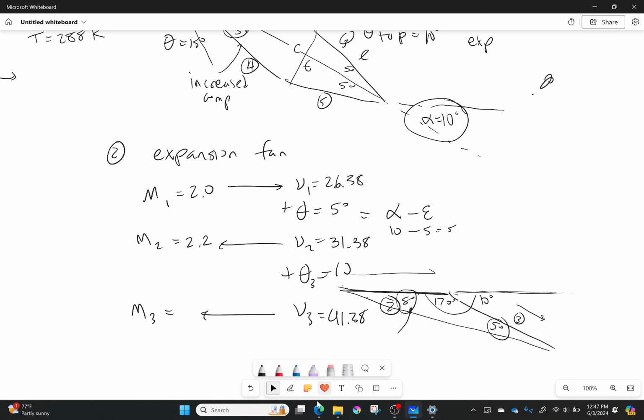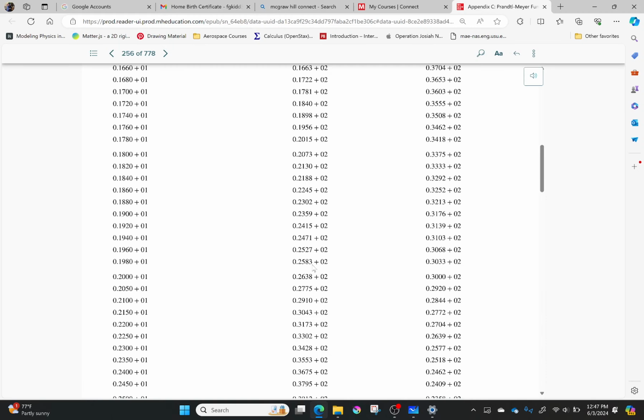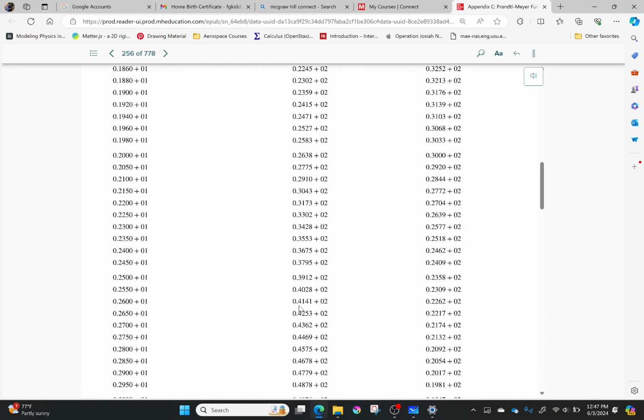So let's look it up. 41.38, ooh, pretty close. Mach number of 2.6. Was that on purpose, since that was very similar to the last problem? No, not at all, that was just by accident. But hey, happy accidents, I like it. Bob Ross was cool with it, I am too. Okay, so 2.6.